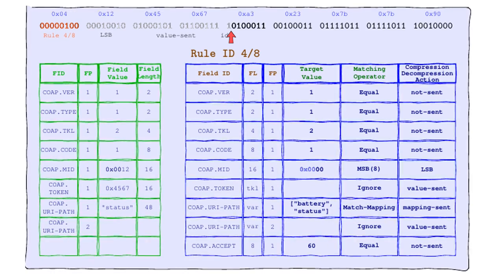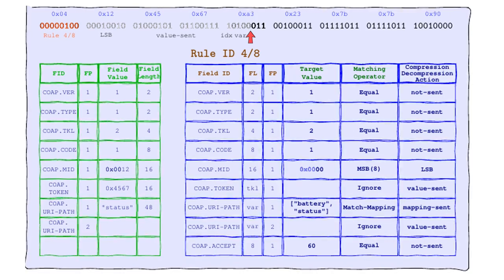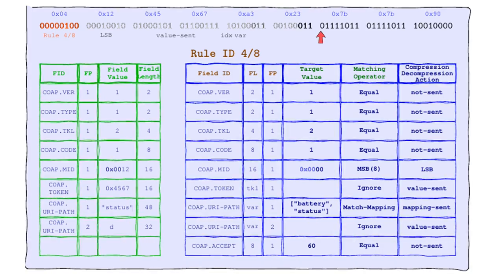Our champion springs into action, snatching the first 4 bits from the residue. And would you believe it? It's a 4. That 4 is telling us we need to buckle up and read the next 32 bits to uncover our field value.